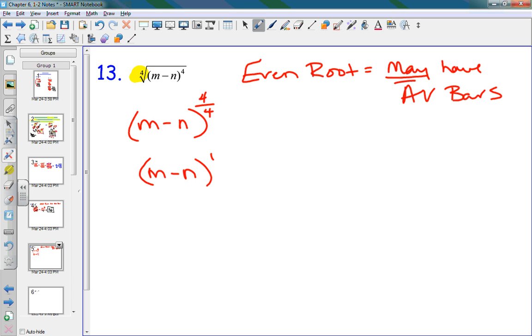Does the 1 need to be there? No, but it's extremely helpful because I need to look at that. And I need to ask myself, do I need absolute value bars? Well, is that even or is that odd? It's odd. So do I need them if it's odd or do I not need them? You do need them, remember? So since this is odd, my answer is the absolute value of m minus n.